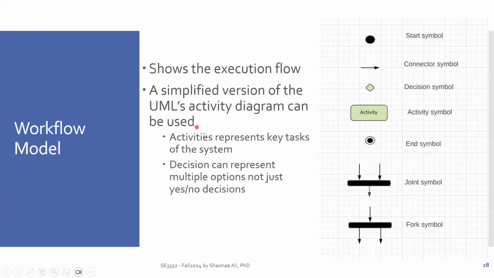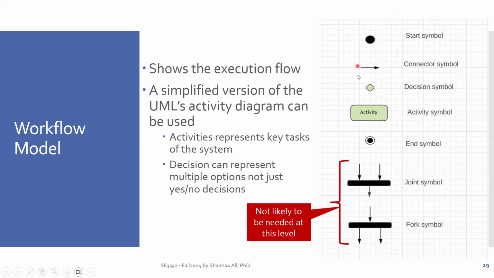Now, you can use the activity diagram or a simplified version of the activity diagram to create the workflow model. Now, we know that these are the symbols used in the UML activity diagram. Generally, these two, the parallel representation here, are not necessary. So the simplified version just includes the sequence of activities and branching. So you know the decision symbol is used to indicate branching or a set of possible actions a person can choose from.